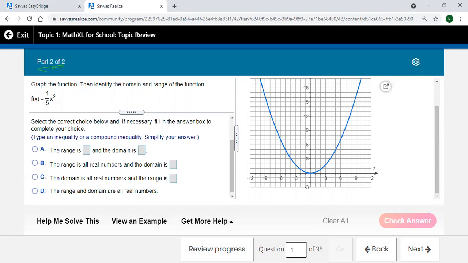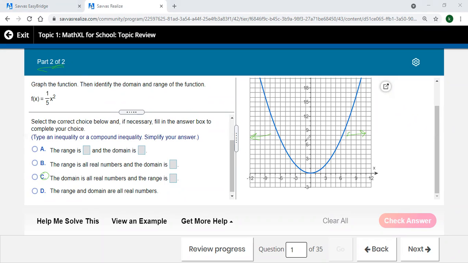And so remember, the domain is x, and this graph goes forever to the left and forever to the right. So the domain is all real numbers. So we're going to be doing this C.